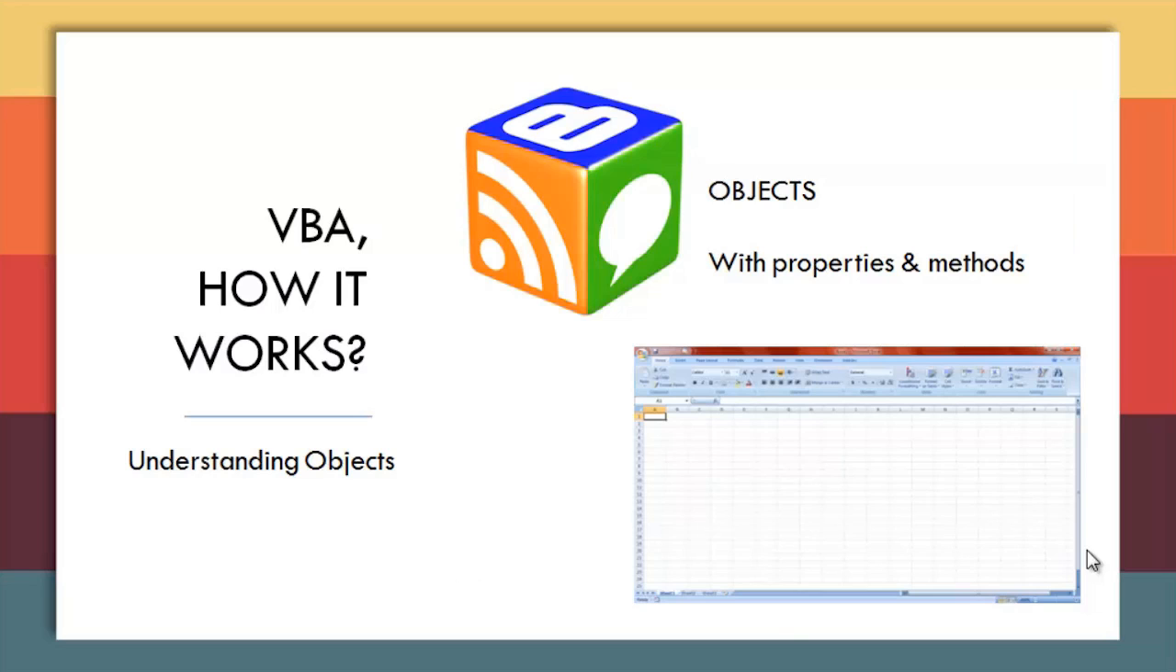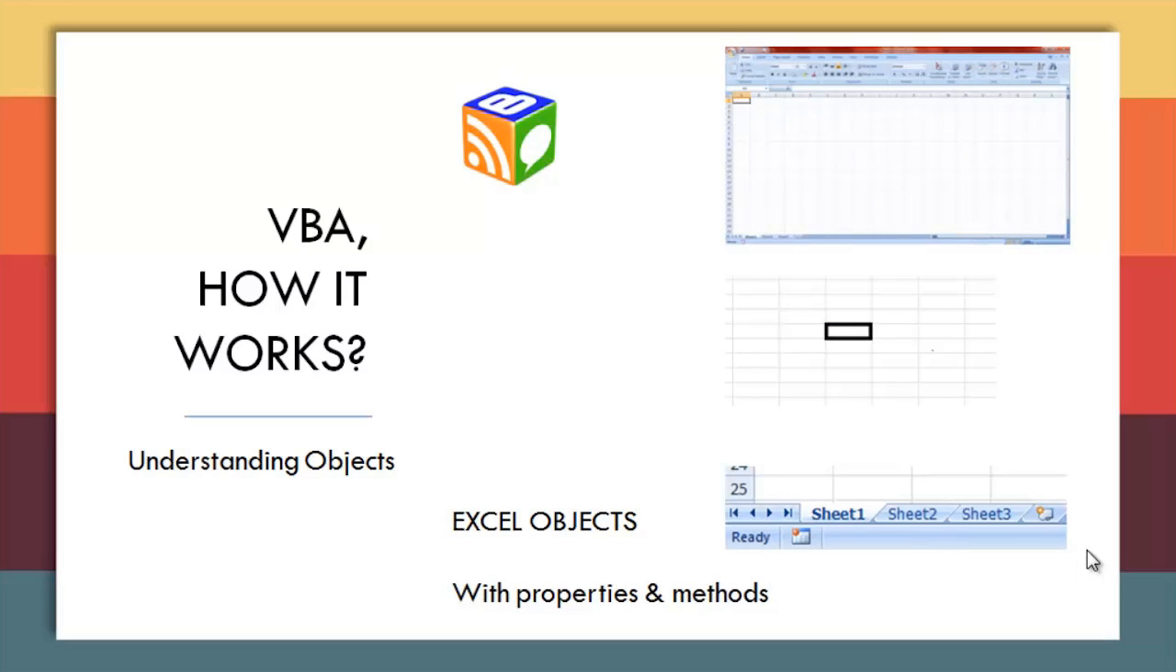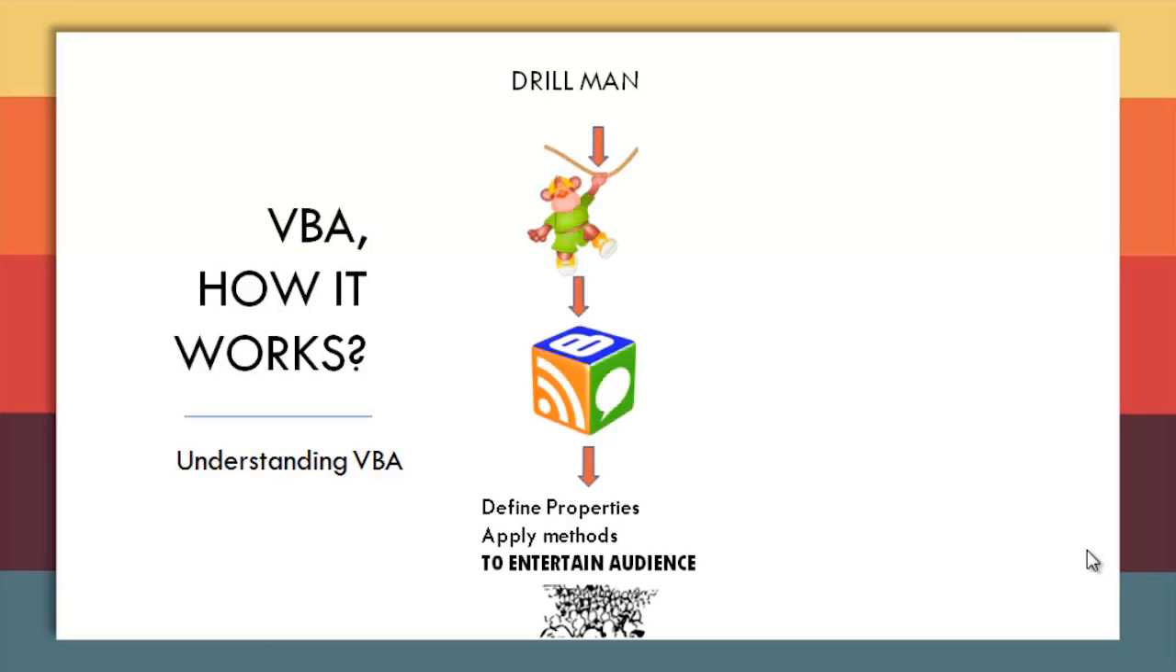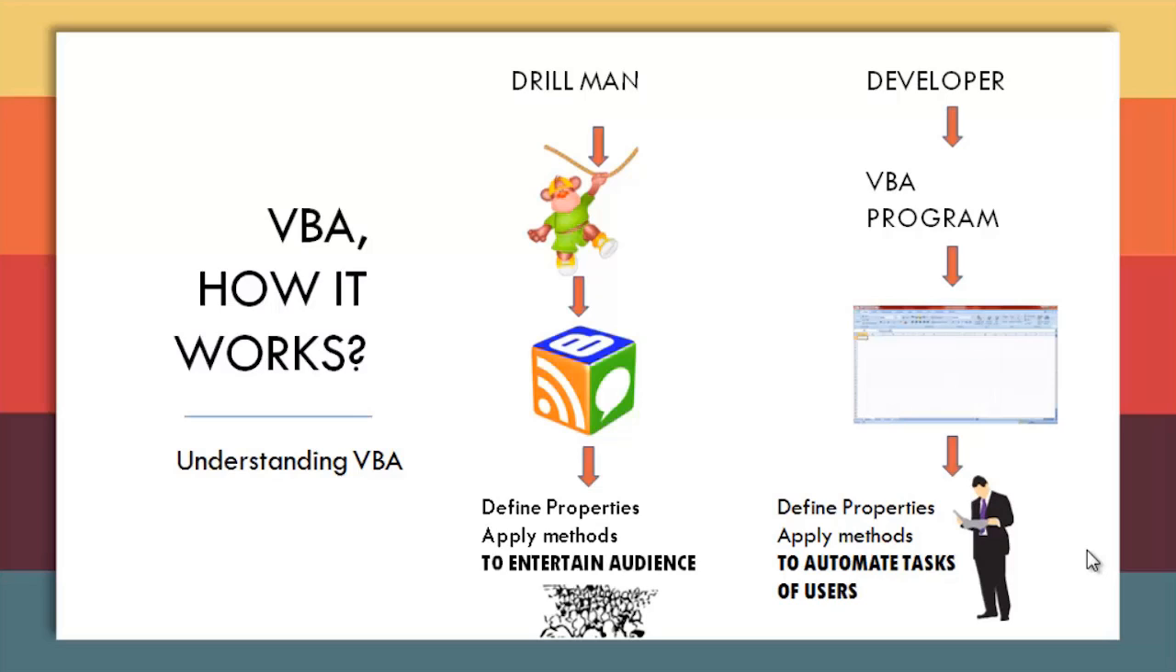So now, with this understanding of the object, we have come to the next slide where we will understand VBA itself. The gentleman commands this monkey to work with this object called the cube by defining properties or by applying methods like move, roll, play, throw to entertain his audience. In a similar way, a developer using a VBA program commands Excel, the workbooks, the worksheets, and the cell by defining properties or by applying methods to automate tasks of the users. This is how VBA works.